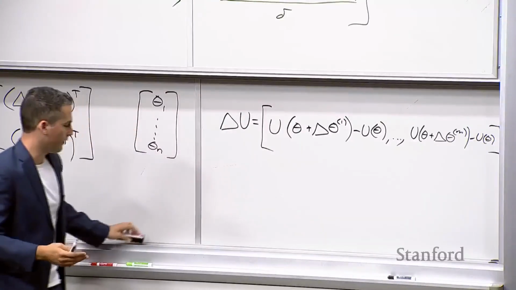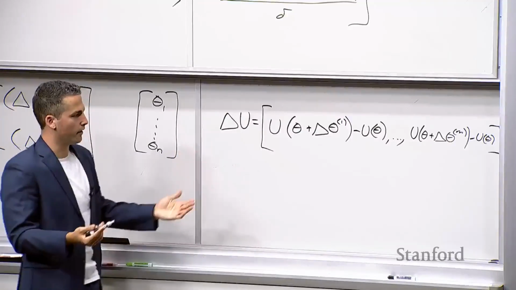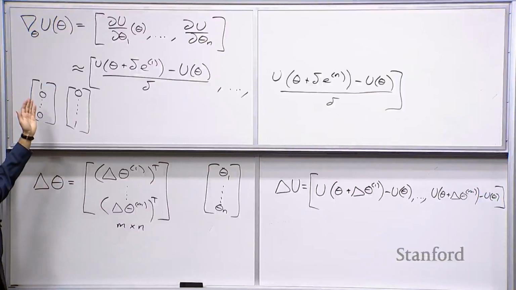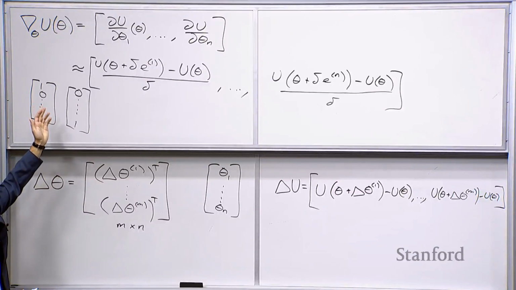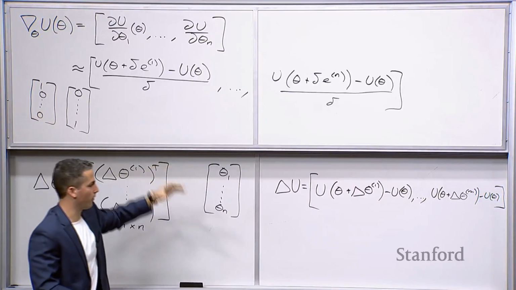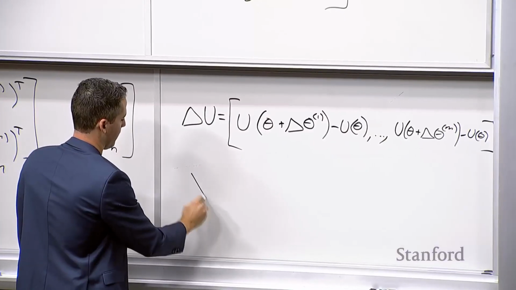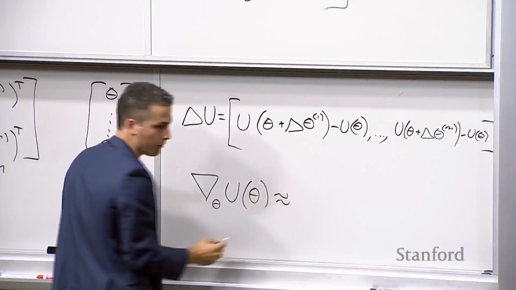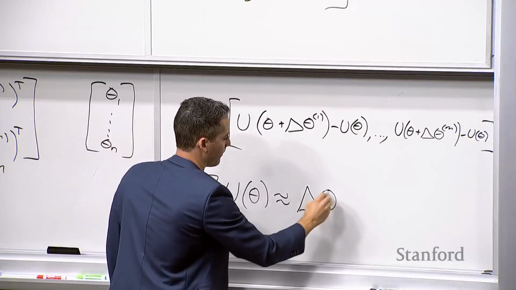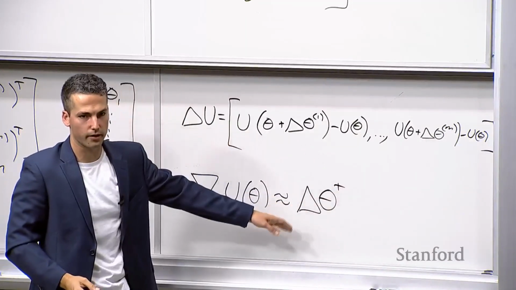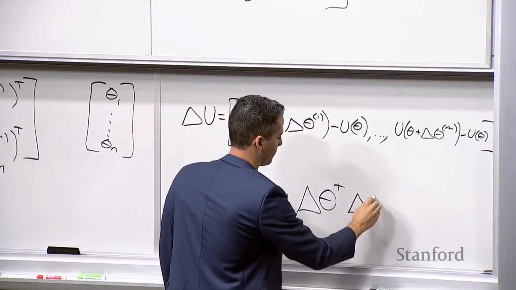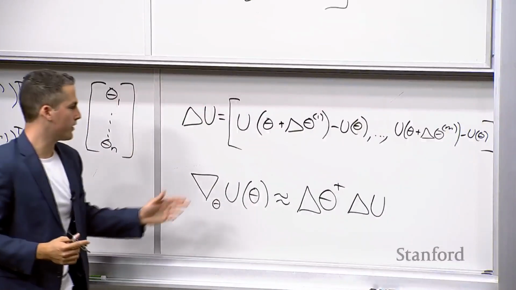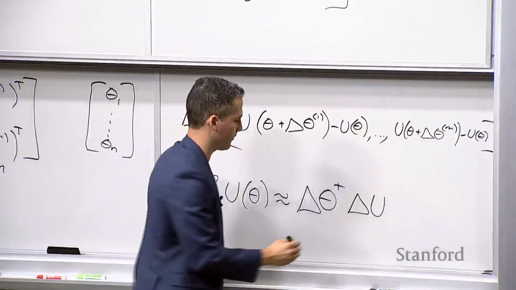We're going to do a very similar thing along that idea, just using linear regression. Because we have our delta U, we have our delta theta, and what we want is our gradient of U with respect to theta. This is just a linear regression problem that we can set up here. The solution is that the gradient with respect to theta is approximately equal to the pseudo inverse of delta theta, which we're going to talk about, times our delta U. We want to check the dimensions here to make sure this makes sense. Our delta U just has m components, so this is m by 1.